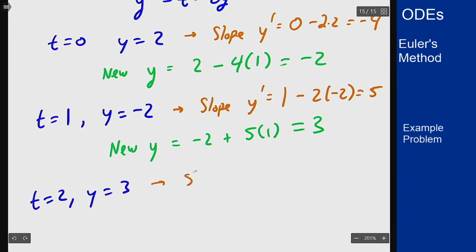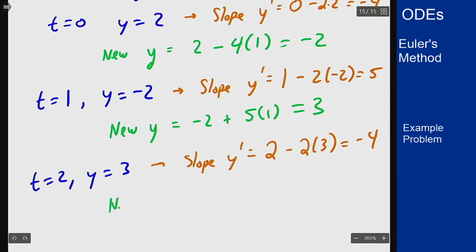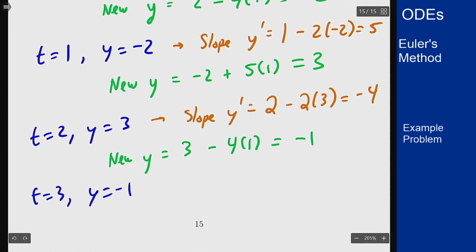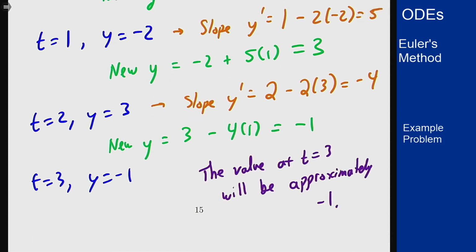At this point, my slope is going to be y', which is 2 minus 2 times 3, is again negative 4. So my new y value is going to be 3 minus 4 times 1, which is negative 1, which gets us to the point t = 3, y = -1. So our approximation here is that the value at 3 will be approximately -1. Now, because these steps are so large here, there's a very good chance that's off by a fair amount, but it is the approximation that we get from Euler's method for this calculation.